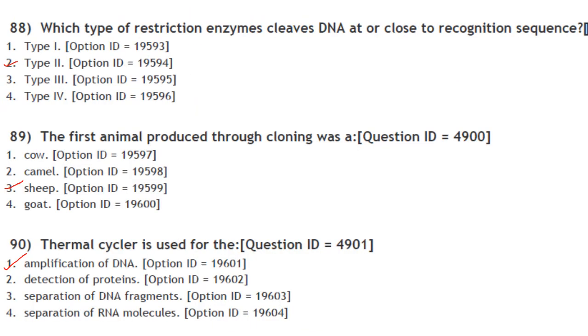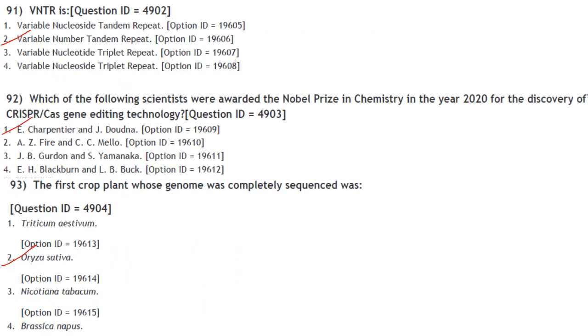The next question. Which type of restriction enzyme cleaves DNA at or close to the recognition sequence? It is type 1. Sorry, type 2. Okay, it is type 2, not type 1. Then the first animal produced through cloning was sheep. Answer is option 3. Thermal cycler is used for? Thermal cycler is a PCR machine. It is for amplification of DNA. VNTR is variable number of tandem repeats. Answer is option 2.